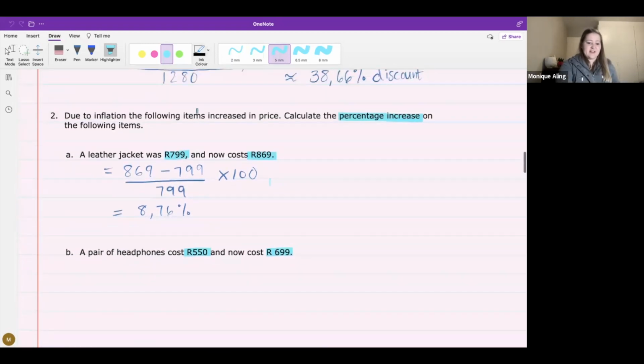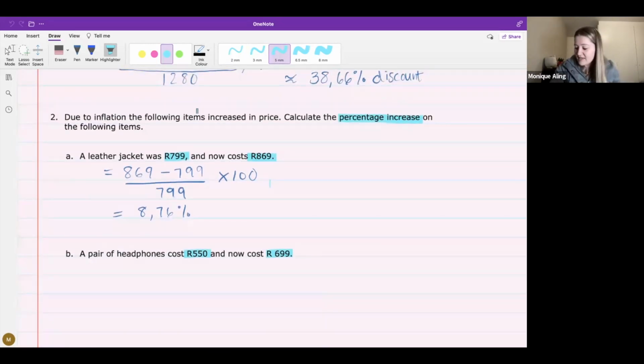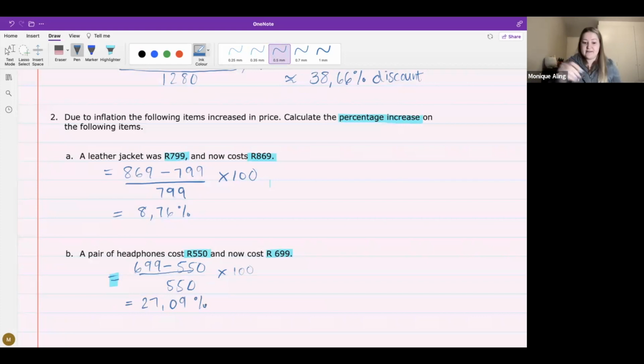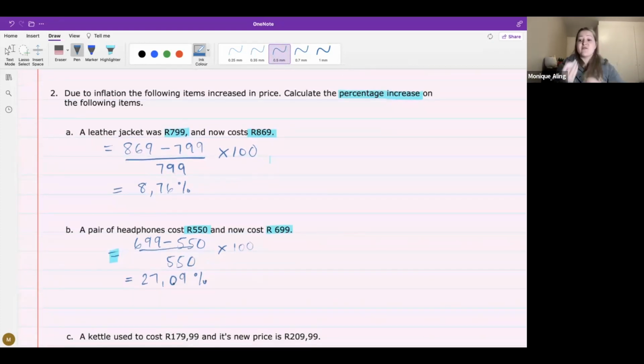Okay, so let's quickly check this question out and check rounding. So same formula. New minus old over old times 100. 27.09%. Okay, so remember percentages are always rounded to 2 decimal places unless they ask you to round to the nearest percentage or nearest 10%, etc. Okay. All right, looks like we all got that one.